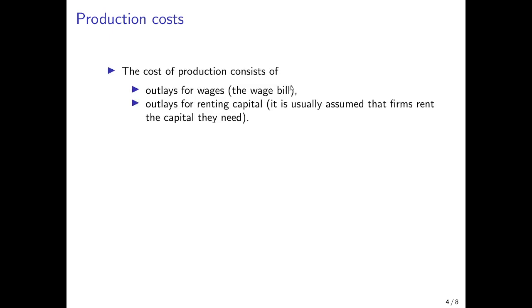Next, we come to the production costs for the firm. These consist of two elements. The first is the outlays for wages, or the wage bill. That's what the firm has to pay its employees. And the second is the outlays for renting capital, where it's basically assumed that firms rent the capital that they need in order to produce from the household side of the economy.